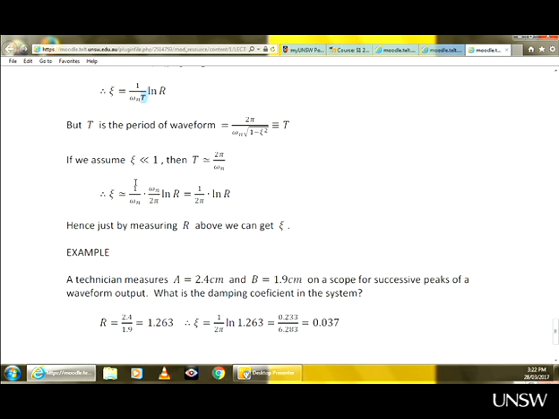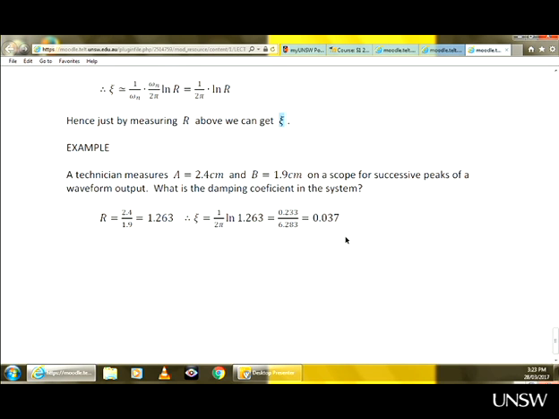So now psi becomes 1 over omega n times omega n over 2 pi, reciprocal of T, times ln r. So finally, the damping ratio is 1 over 2 pi times ln r, where r is the ratio of the two amplitudes. So just by observing the output, observing the oscillations, we can find the damping ratio of the system.